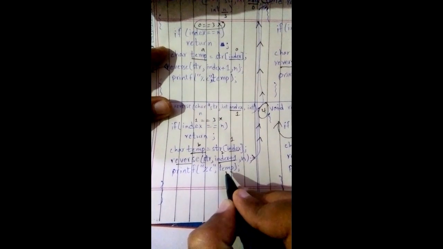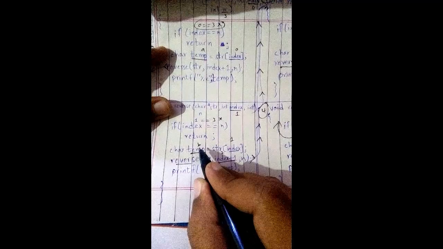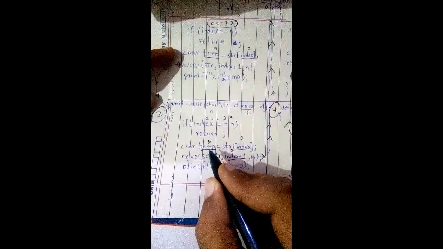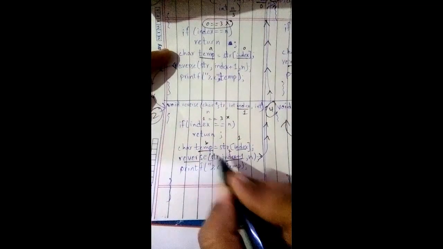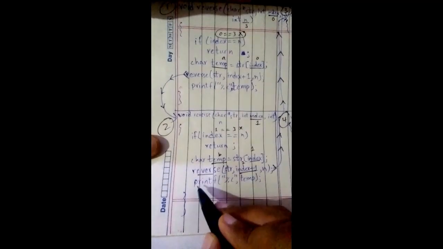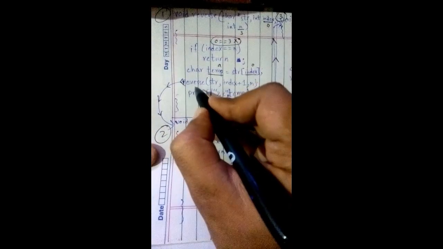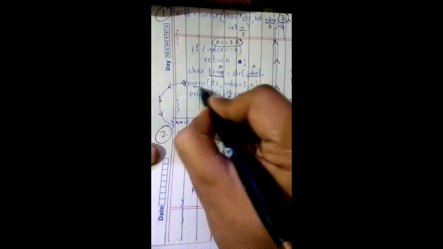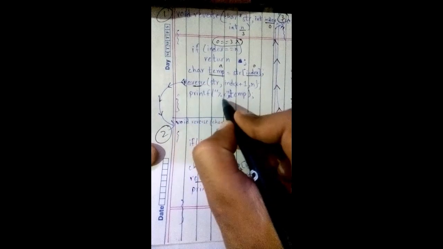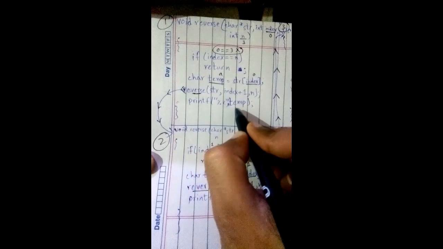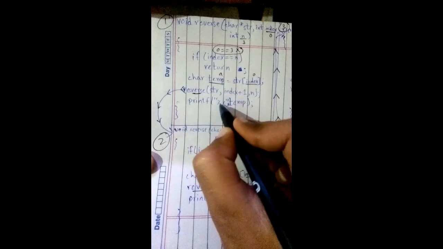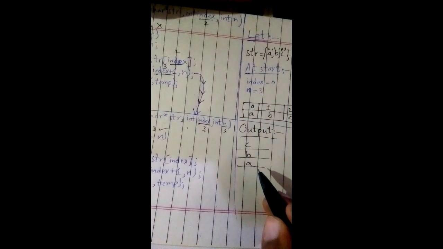Now what will temp contain? It will contain b. In this second call, temp contains b, and b will be printed. As you can see, b will be printed. Then when this line of code completes, we get back to the first call. This function is completed, and at last here temp will be a, and a will be printed in the output, final output.